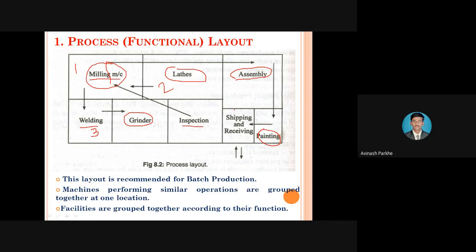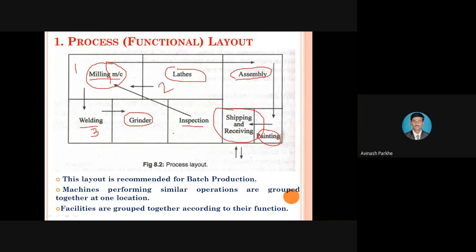And at the end, whatever compartment is provided, this is called the shipping and the receiving. Shipping means we are shifting all the raw materials to all the types of compartments, and at the end, at the same location only, we are receiving your final products. So if such types of layouts are provided in the industry, this layout is called a process layout, or it is also called a functional layout, in which all the similar types of machines are grouped together at one location only.